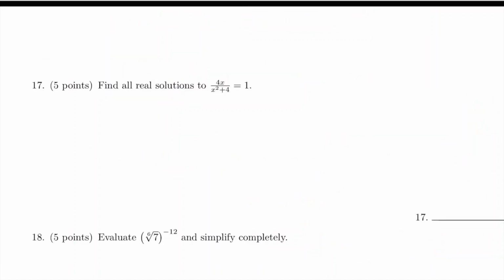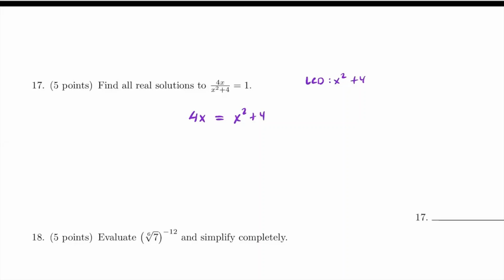Now let's try 17. So we're finding all real solutions to this equation. So I'm going to go ahead and determine the LCD, which would be x squared plus 4. So we multiply both sides by the LCD. On the left side, it will cancel. You'll be left with the 4x. On the right side, you'll have 1 times x squared plus 4.